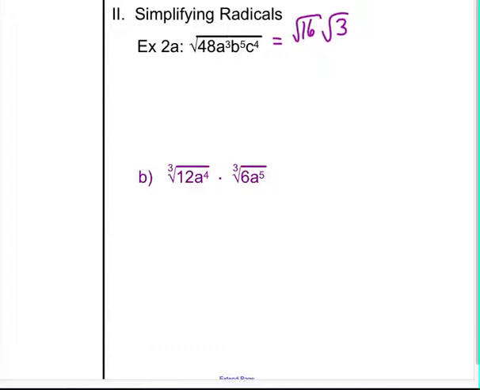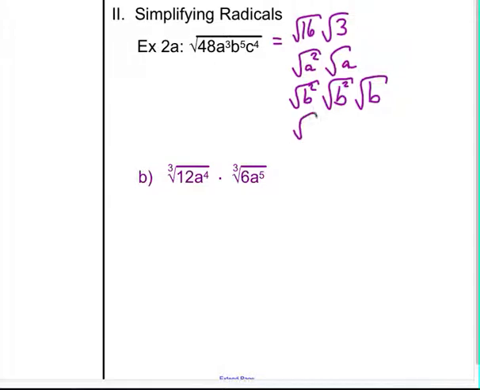So a cubed, I can split that up as a squared times a. B to the fifth is b squared times b squared times b. Remember, when we multiply variables, we add the exponent. So the 2 plus 2 plus 1 gives us the 5. And then c to the fourth is c squared times c squared.